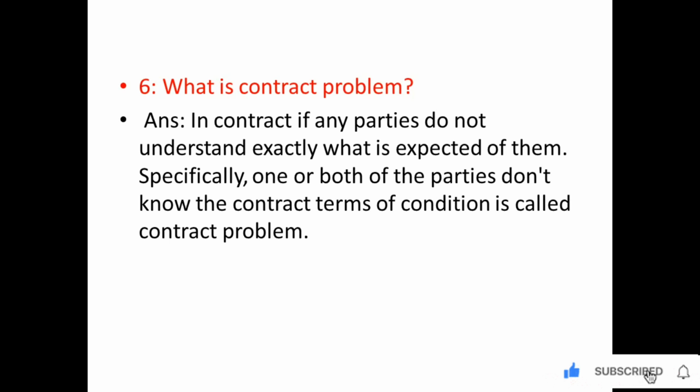Question number 6, what is a contract problem? Answer is, in a contract, if any parties do not understand exactly what is expected of them, especially if one or both of the parties don't know the contract terms and conditions, it is called a contract problem.